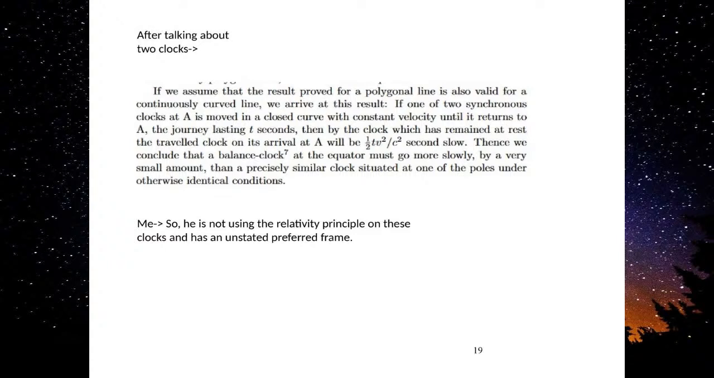So basically what he's doing here, he's using an unstated preferred frame. He stated the relativity principle at the beginning of his paper, and he doesn't use it when he gets to these clocks. He has these clocks having different rates. The one that's moved doesn't have the same time as the clock that stayed still. So he's not used the relativity principle when he's dealt with the clocks.